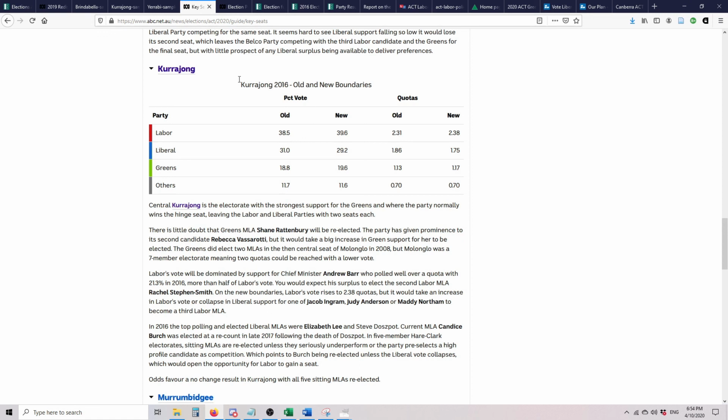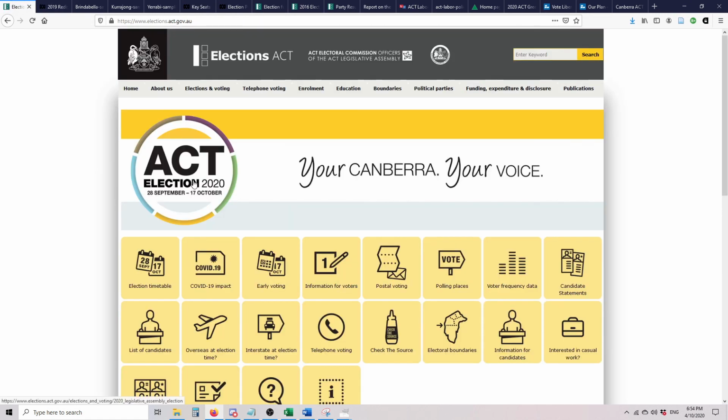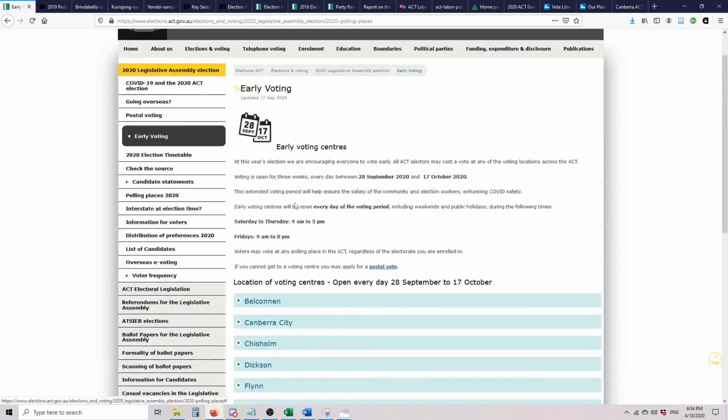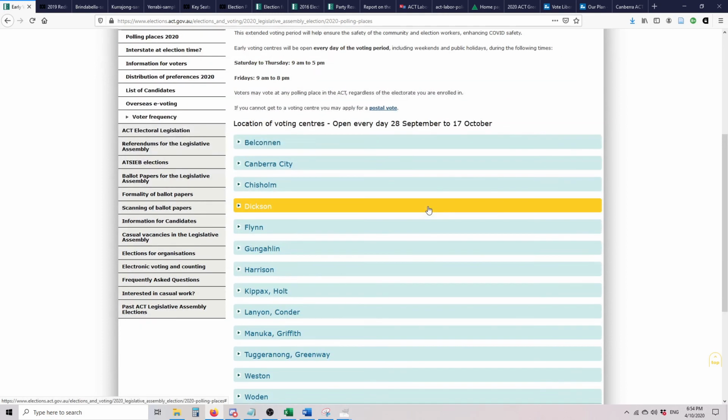You can early vote now. Just a really quick plug for voting. You should do it. You should vote early. There's plenty of places to go. You just go to elections.act.gov.au, find some polling places. I walked past one today.